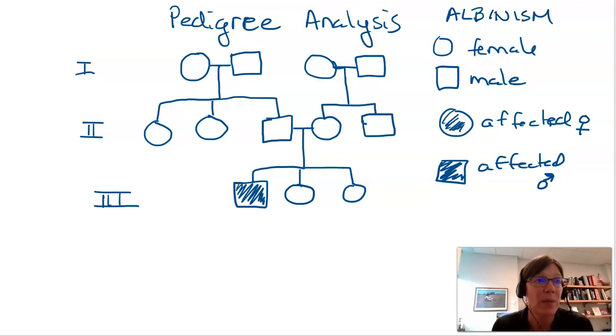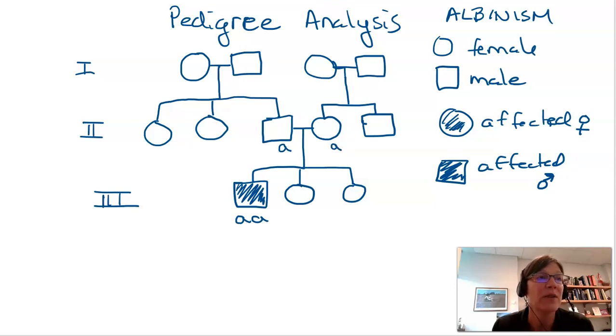So if we know that that person is albino from doing an interview with this family, we know their genotype, so we can assign it. Little a is the genotype required to be albino. In order for this son to have a little a genotype, we know that this parent had to have one allele that was little a, and this parent had to have one allele that was little a.